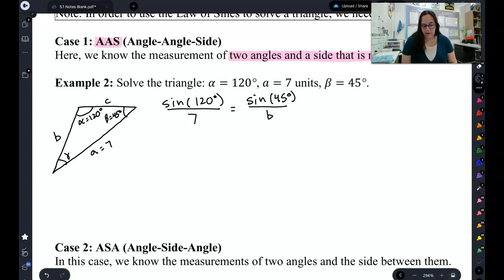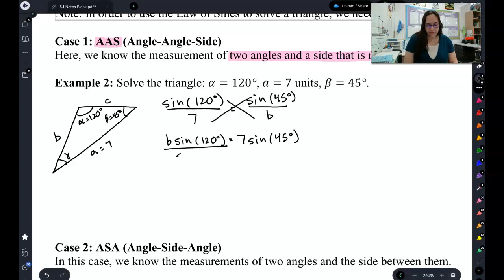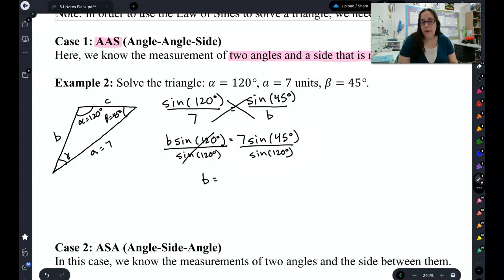Now, to solve this, the easiest way to solve law of sines is to start by cross multiplying. So I'm going to multiply across. I get sine of 120 times B. And then multiply across, 7 times sine of 45. Now I just have to solve for B. So divide by sine of 120. And then I just take this and type it into my calculator.